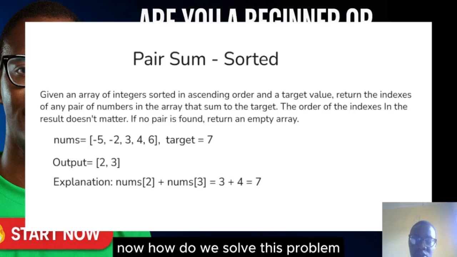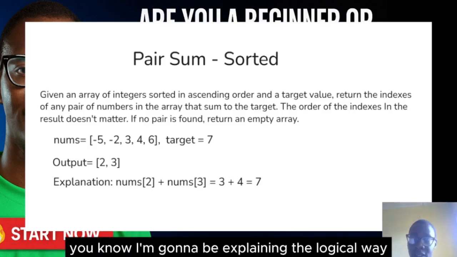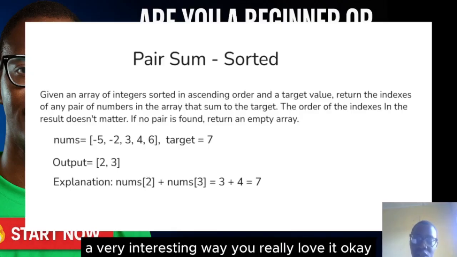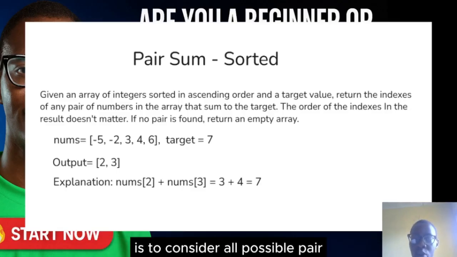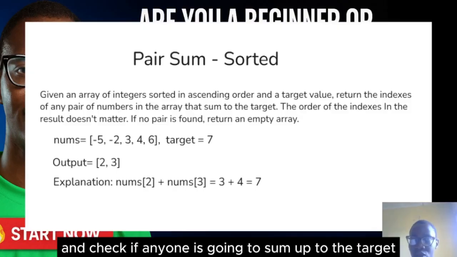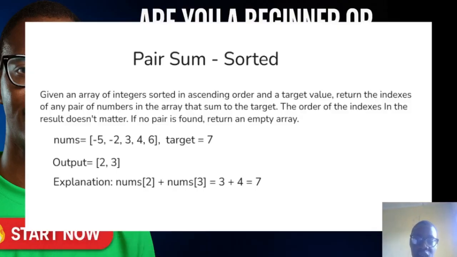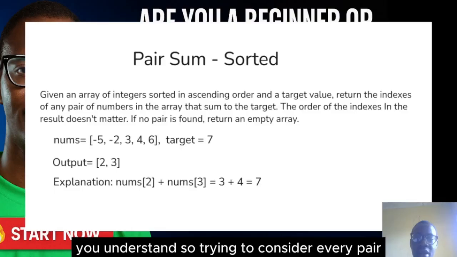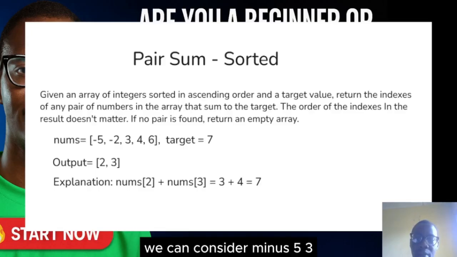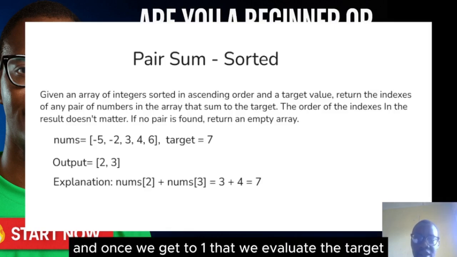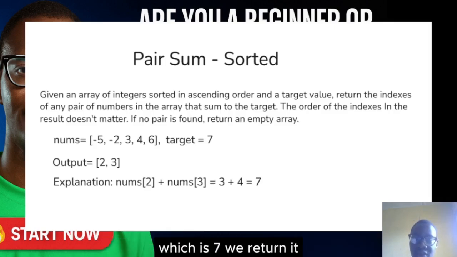Now, how do we solve this problem? I'm going to be explaining the logical way, a very interesting way. You will really love it. Okay, now let's go. The most intuitive way to solve this problem is to consider all possible pairs and check if any one of them sums up to the target. You understand? So we try to consider every possible pair. We can consider minus 5 and minus 2, we can consider minus 5 and 3, we can consider minus 5 and 4, just any sort of pair, and once we get to one that equals the target, which is 7, we return it.